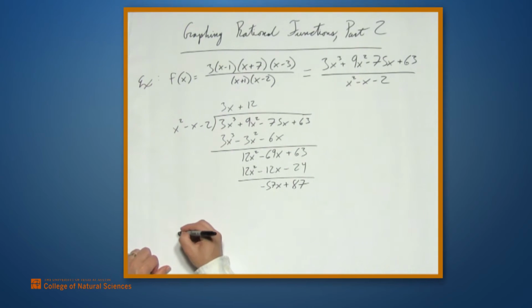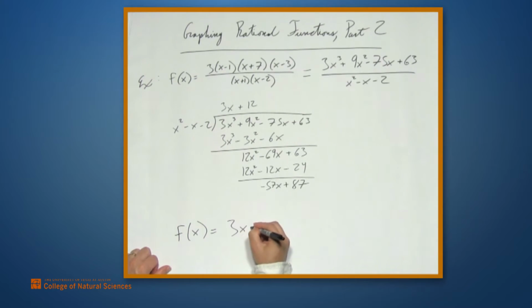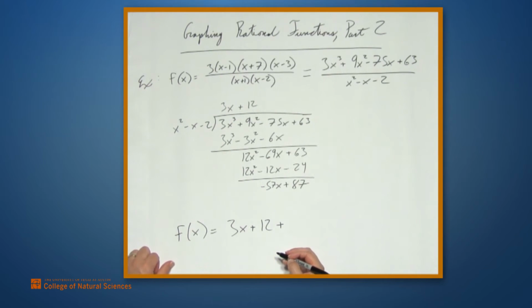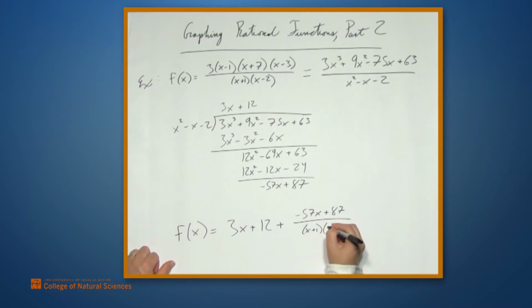In other words, by polynomial long division, we see that f of x can be written as 3x plus 12 plus this remainder over our original denominator. So plus negative 57x plus 87 all over x plus 1 times x minus 2. Now this is going to help us graph the function, and we'll see that next.